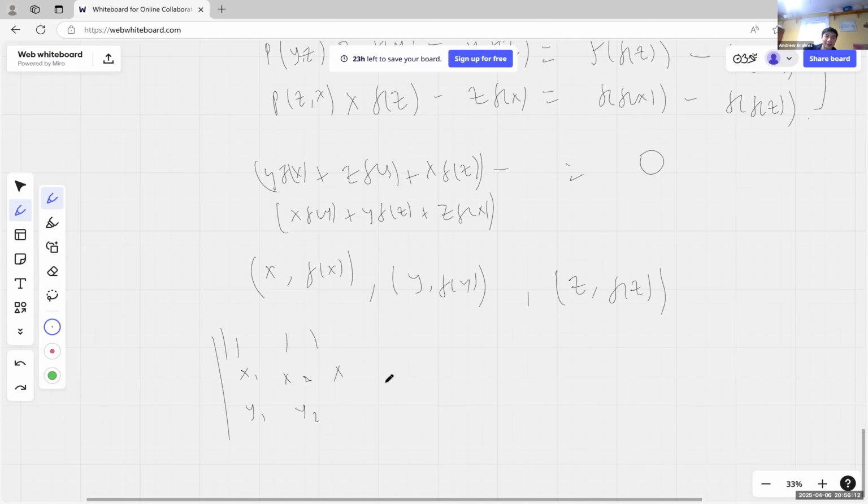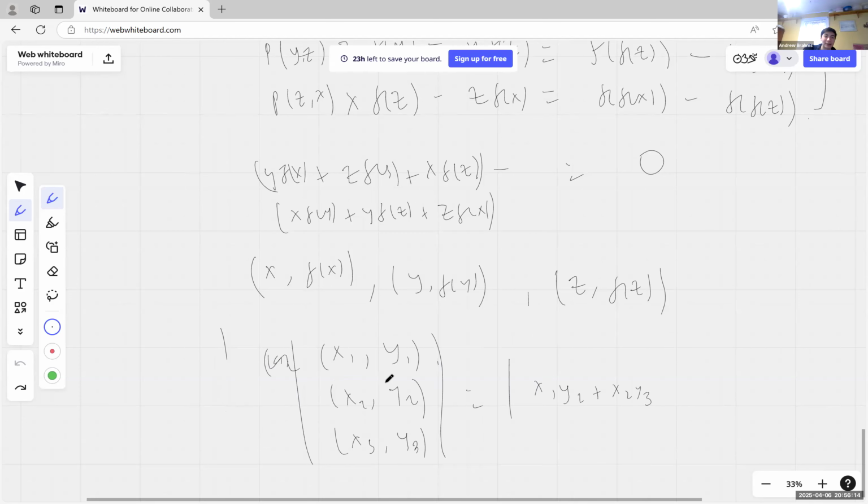Yeah. And so any 3 points on the graph of f of x are going to lie on a line. And so you can show, therefore, that f has to be a linear function. And then you can plug this back in.